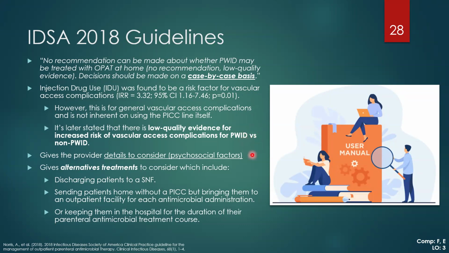They give a lot more psychosocial factors to consider, and they recommend some alternative treatments that you might want to consider as well, such as discharging to a skilled nursing facility again, sending patients home without a PICC but bringing them to an outpatient facility for each antimicrobial administration, so starting an IV every time they come in every day instead of just having that one continuous line, or keeping them in the hospital for the entire duration of their treatment.